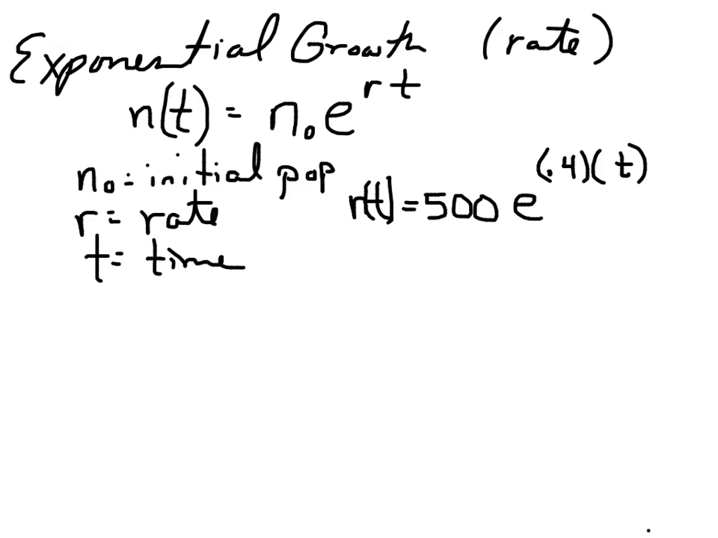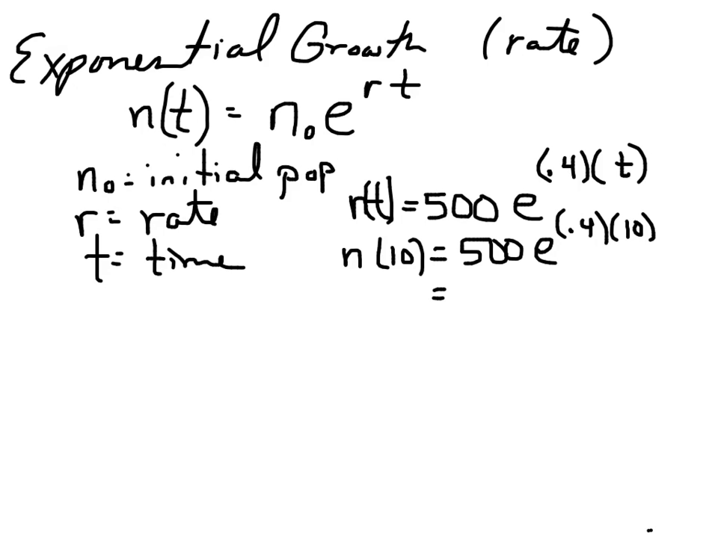What's the estimated count after 10 hours? So again, I put 10 in for T, and let's see what we get. 0.4 times 10. I typically multiply that out first before I run it through my problem, just so that I don't screw that up. So that ends up being 500 times e to the fourth, which is approximately 27,300 whatevers. Okay, in this case, we're talking about bacteria. It could be people. It could be anything for that matter.